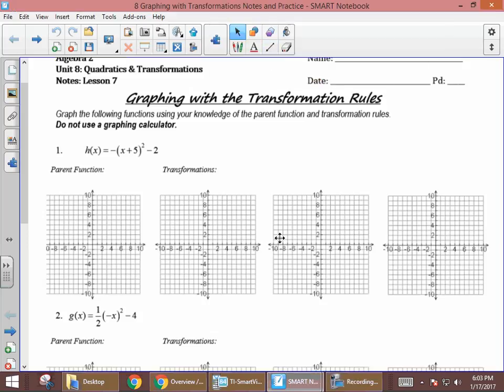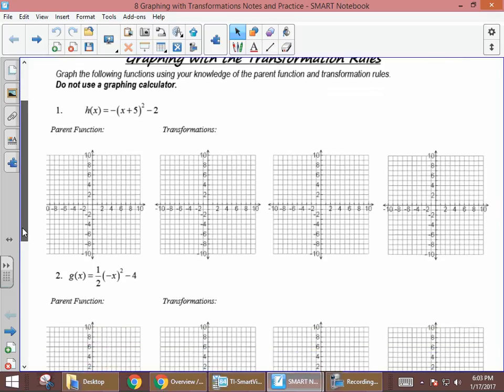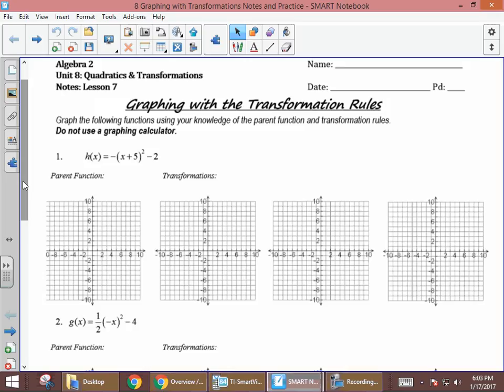All right. Now it should be Thursday, January 19th. And we are going to go over graphing with the transformation rules, using everything that we should know right now and how to best do it step by step.